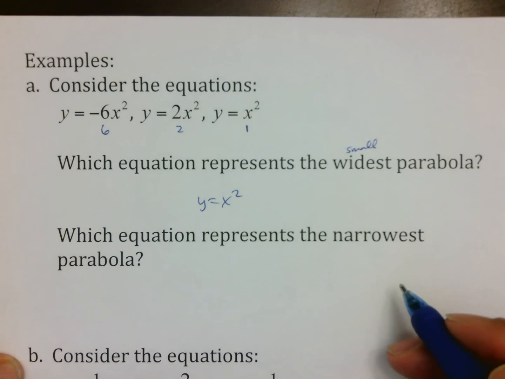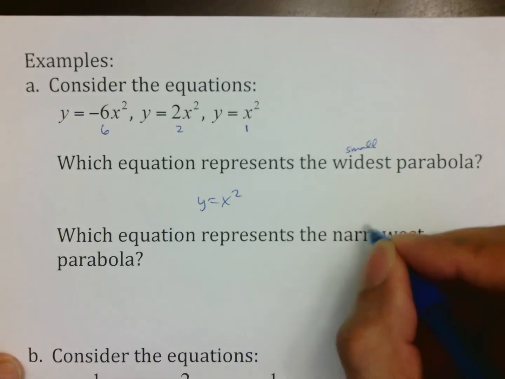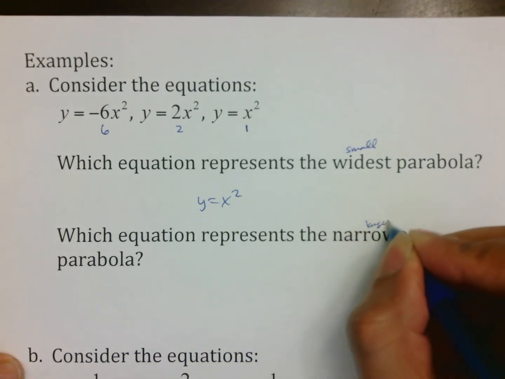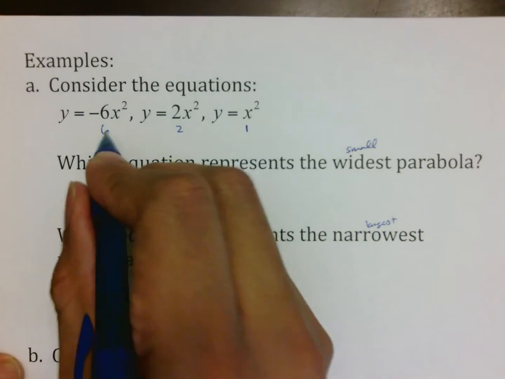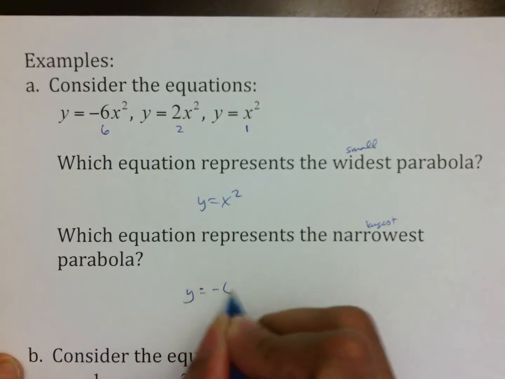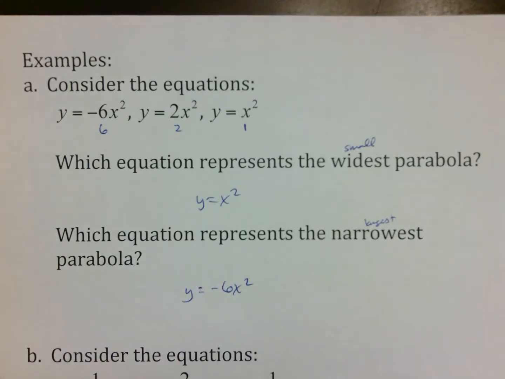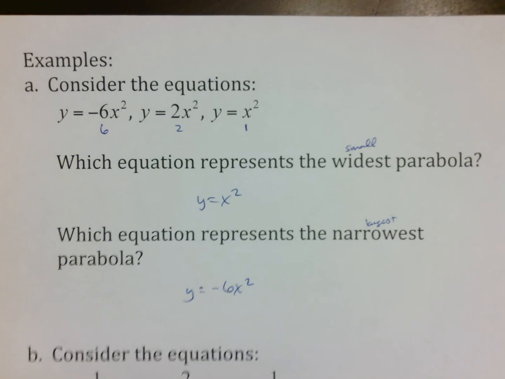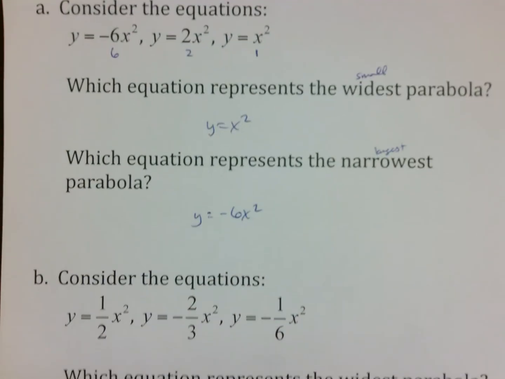Narrowest parabola should be the largest number, which in this case is this, y equals -6x squared. Again, I understand you're going to say, but that's a -6, and -6 is smaller than all these other numbers. Remember, we want the absolute value if we're talking about the width. It can go upside down. Going upside down has nothing to do with how wide it is, so just keep that in mind as we continue to go through this stuff.